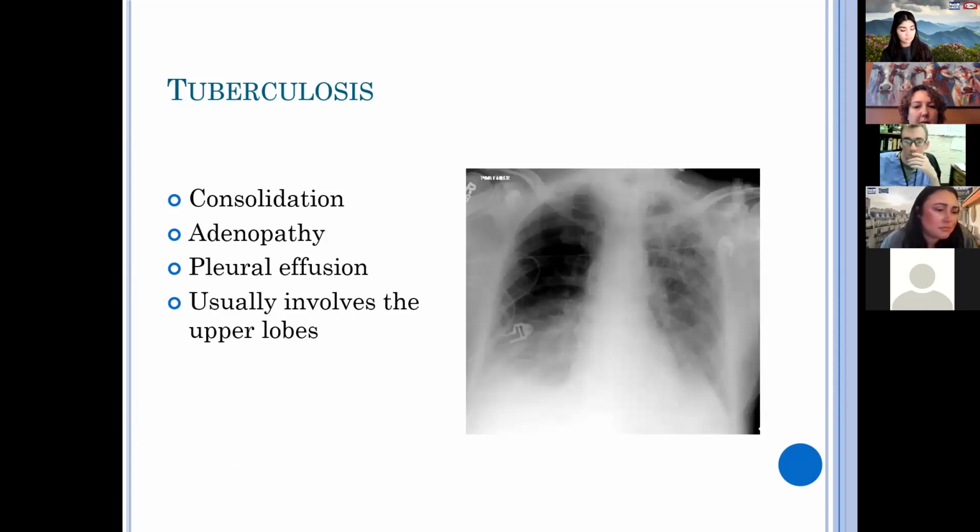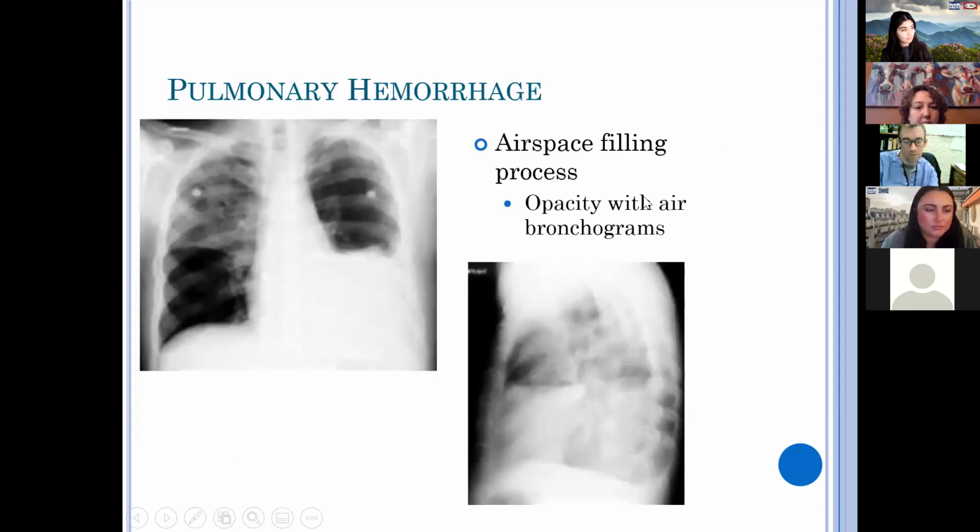Tuberculosis can show consolidation, adenopathy, or enlarged lymph nodes. You can see a pleural effusion, and tuberculosis tends to involve the upper lobes. In pulmonary hemorrhage, this is an airspace filling process. You can see that there is this process right here, and there's something down here in the bottom of the lung.